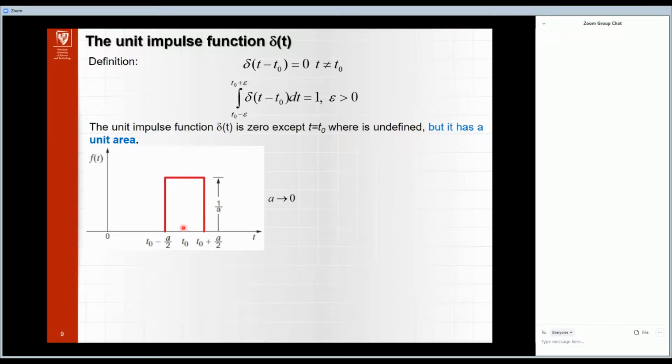And this rectangle, and here we have the coordinate system, and this is the t0, and we have here t0 minus half a and t0 plus half a, and the height of this rectangle is 1 by a. So when we calculate the area of this rectangle, we obtain the value equal to 1. But what happens when we decrease the value of a?